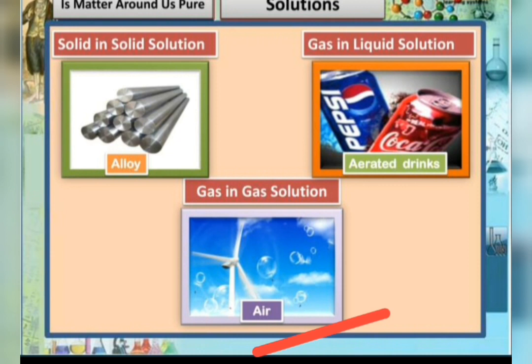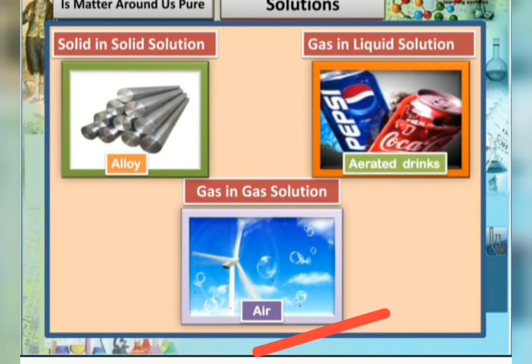Air is a solution of gases like oxygen, nitrogen, argon, carbon dioxide, water. Sorry, not nitrogen first, because nitrogen is the one which is present in very large amount in air. So air is actually a solution of oxygen, argon, carbon dioxide, water vapor, etc. in nitrogen gas. So here nitrogen gas is the solvent in air, and all other gases are solutes. So gas is getting mixed with gas. So it is a solution of gas in a gas.